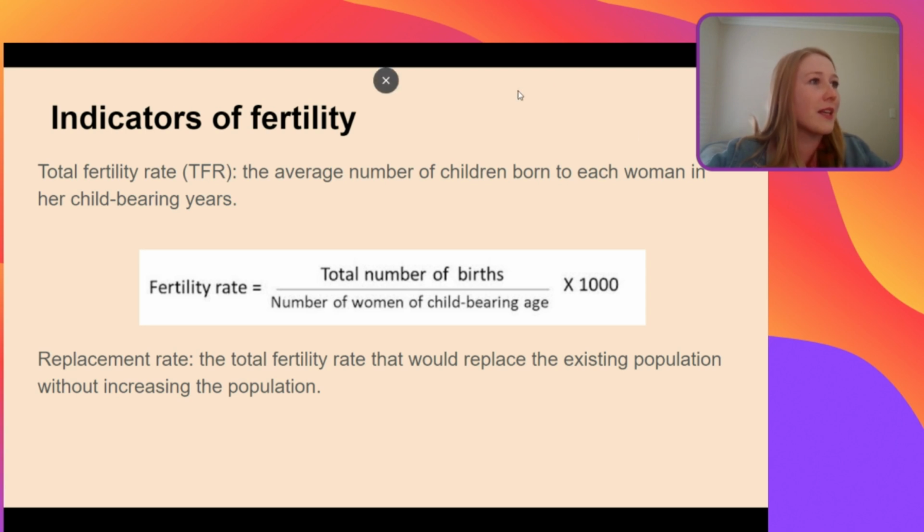Okay, I think let's take a pause over there and we go to Our World in Data and we see what information we can find on these two indicators. So we've looked at crude birth rate and total fertility rate. So let's see what we can find in Our World in Data.